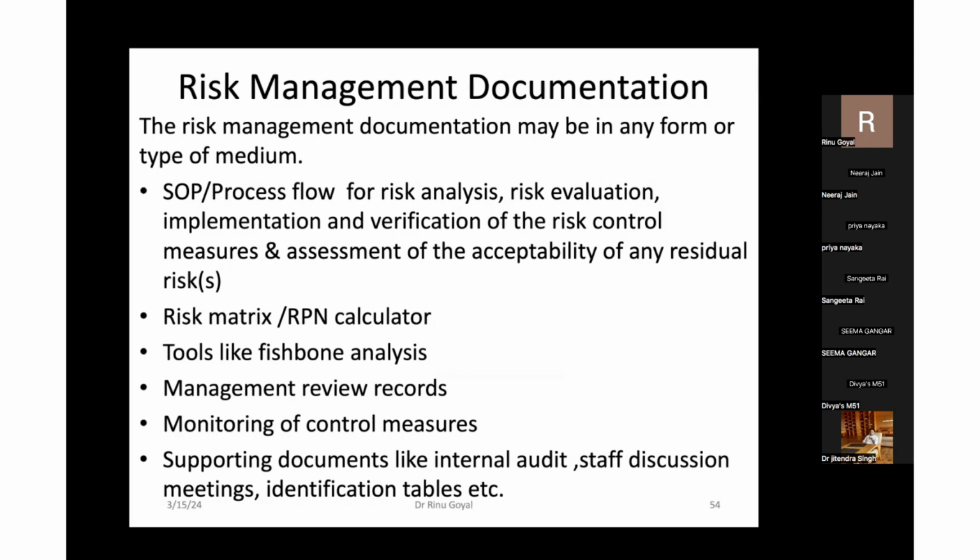The assessment of acceptability of any residual risk. For doing that, as we have learned, we should have some risk metrics or an RPN calculator with us. We should have some risk acceptability criteria with us. Tools which we have used like Fishbone or something else. Management review records, monitoring of risk control measures, and other supporting documents like internal audits, inputs, staff discussions, meetings, huddles, identification tables, etc.